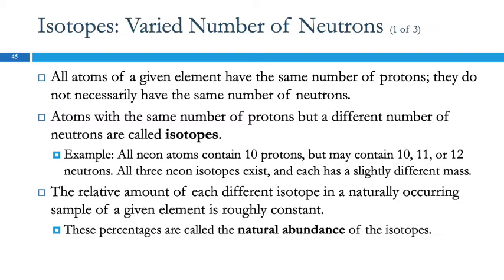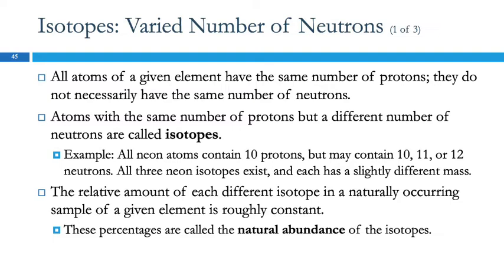So all of the atoms of a given element have the same number of protons. They do not necessarily have the same number of neutrons. And this is where they had to make a modification to Dalton's atomic theory. So atoms that have the same number of protons but a different number of neutrons are called isotopes. And the prefix iso means the same. So they've got the same protons, but different neutrons. So they're the same element, and yet they're not exactly the same.